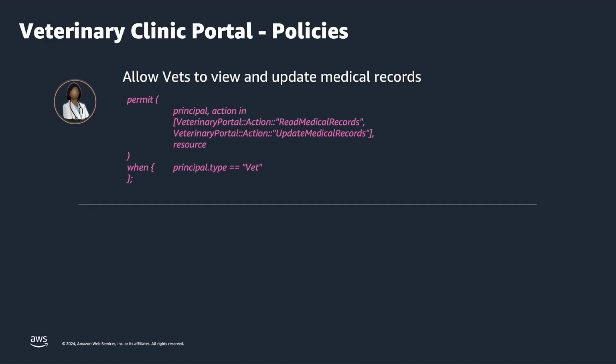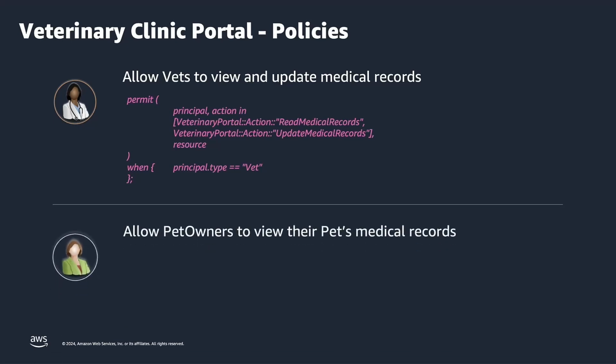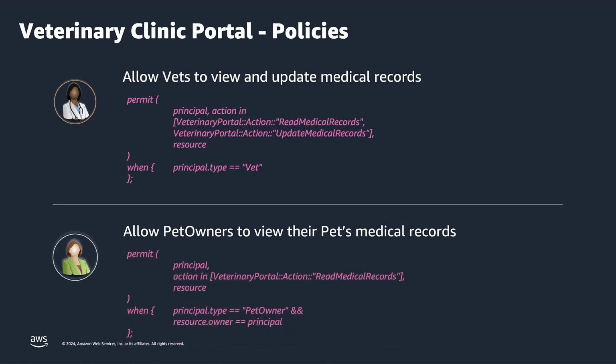So far, we have allowed pet owners to register the pet and vets to read and update the medical records. Are we missing something? Yeah, pet owners would also need to have read access to their pet's medical records. So let's define a permit policy that gives read medical records permission to pet owners by using the principal tag attribute.